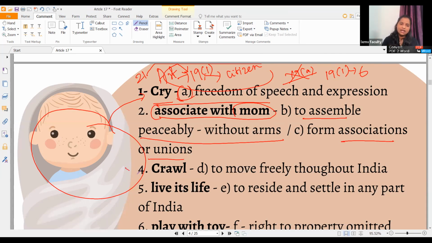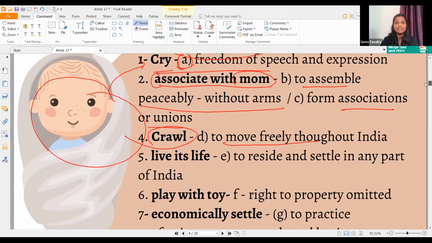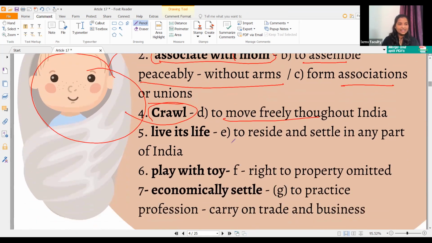Next, the baby will start to crawl. Crawl is nothing but making movement. So 19 clause 1 clause D is for freedom of movement. And next, it will settle down somewhere. It will crawl, go sit somewhere. So reside, settle down somewhere. You move somewhere around India and settle down there. To reside there is also your fundamental right. So 19 clause 1 clause E gives you this right to reside and settle in any part of India.